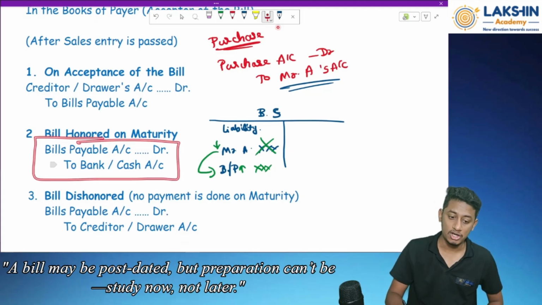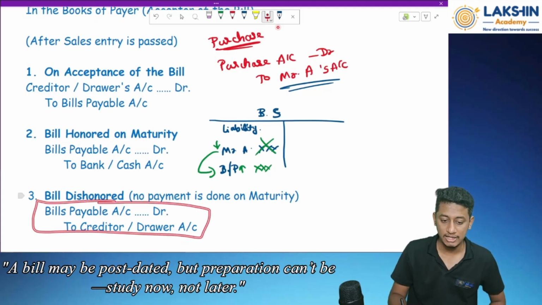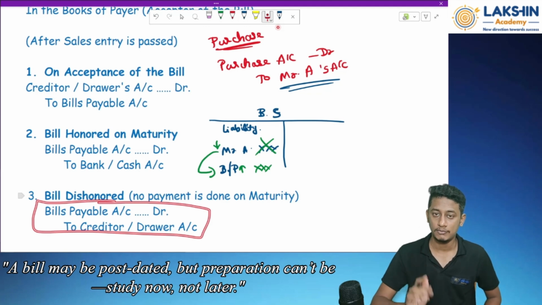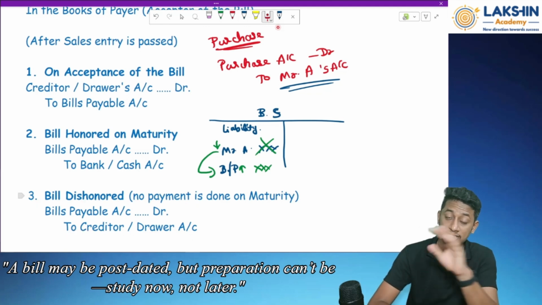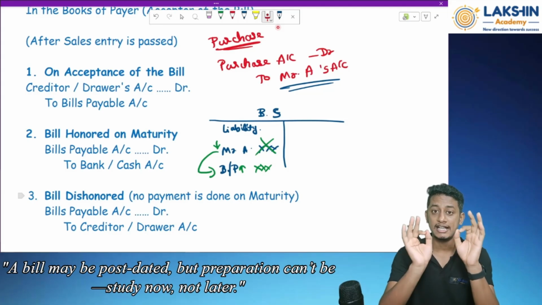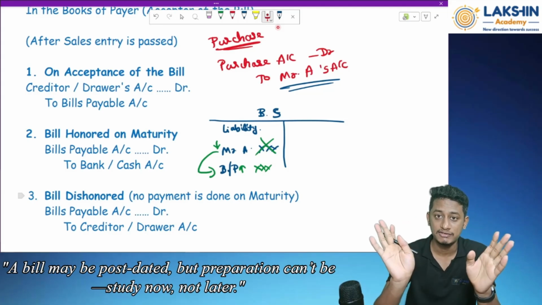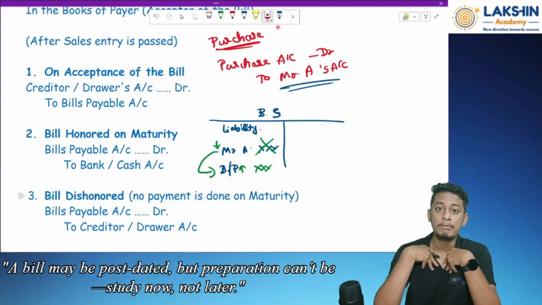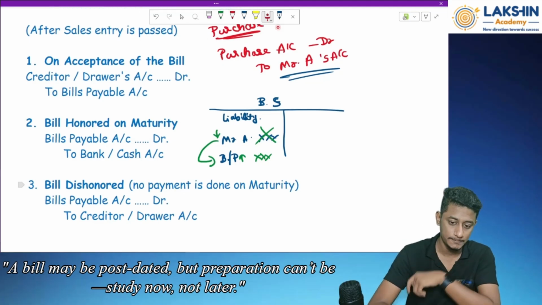And if it is dishonored, he will pass this particular entry. This is how it is done. Okay. But for discounting, there is no entry being passed in the books of Mr. B because he does not care whatever Mr. A does with the bill. At the end of the day, Mr. B is only concerned with making the payment. Clear? Okay.